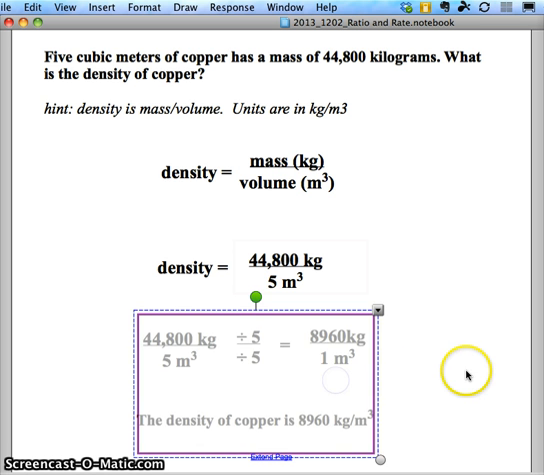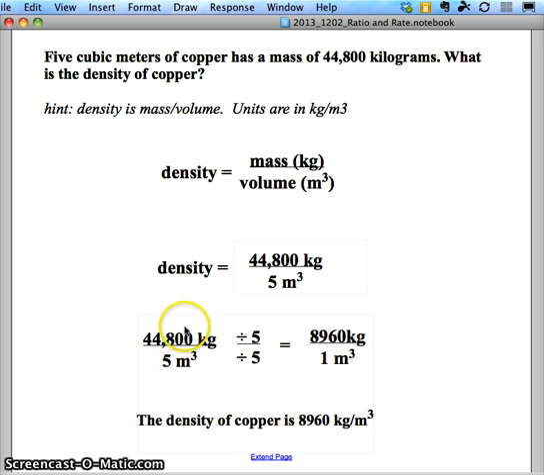Okay, welcome back. Here we go. We take our original rate, divide the numerator and denominator by 5 because we want to get this to 1. So our denominator is now 1 cubic meter. And when we divide our numerator by 5, it's 8,960 kilograms. So we would say that the density of copper is 8,960 kilograms per meters cubed. So that's a correct density notation.